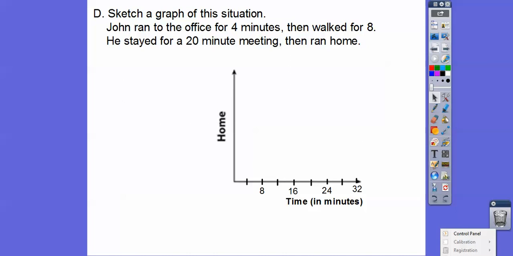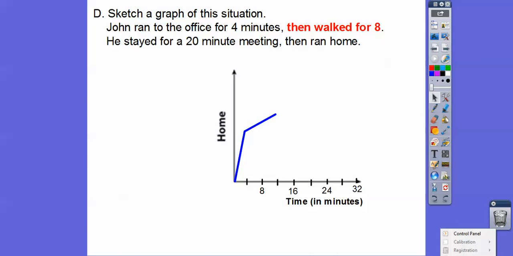So here's John running for 4 minutes. How steep? I don't know, but steeper than when he walks. When he walks, he's going at a slower pace, so he covers less distance over time. Here's 8 minutes. For 4 minutes he ran to the office, and for the next 8 minutes he walked to the office. Now he stays at the office for 20 minutes, so his distance away from home is going to be the same for 20 minutes.